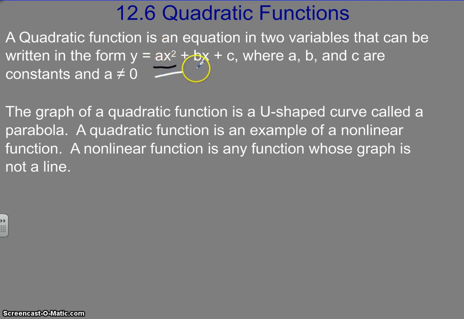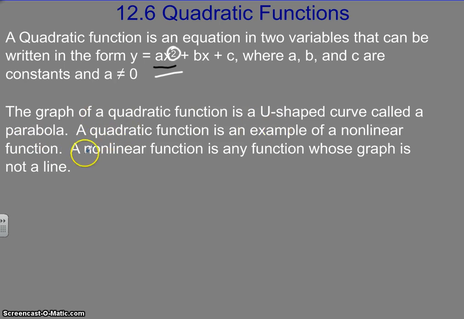Okay, that's white. There we go. That's white. I don't have to have this term or this term. I do need this term for it to be a quadratic equation. Basically, I need that square on the variable. Okay? The graph of the function, a quadratic function, is a U-shaped curve called a parabola. We don't have to remember that.